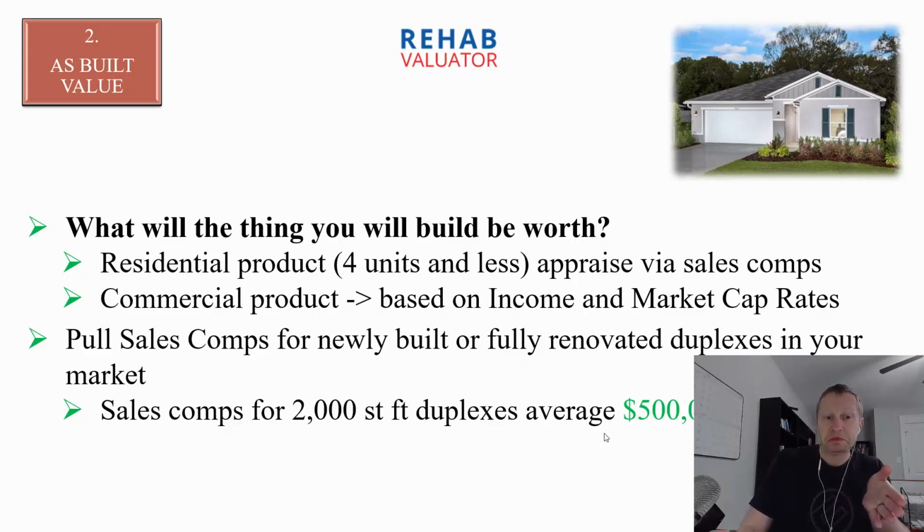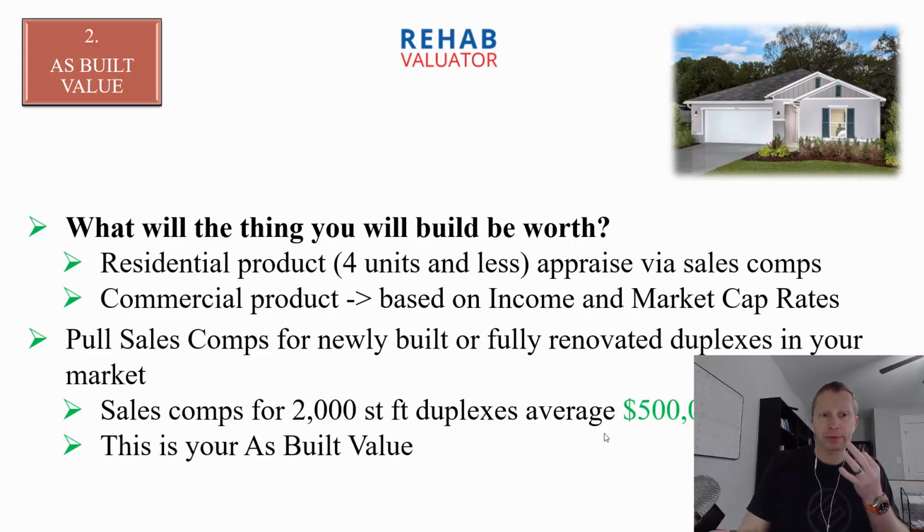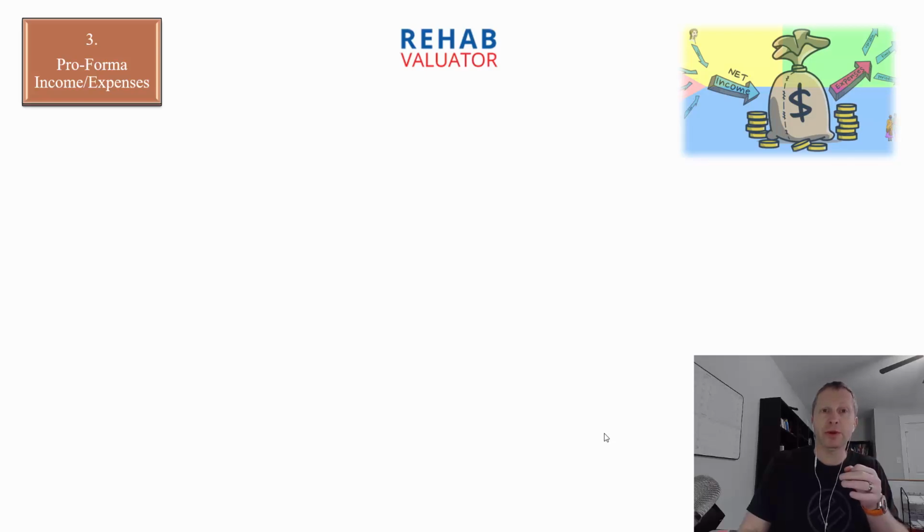So in this case, you're going to look at sales comps for 2,000 square foot duplexes, and you're going to determine that this duplex will be worth $500,000 when it's built. So now step 3, right? This is your as built value. Step 3. Now you know what you're going to build. Unit mix, size, you know what it's going to be worth.